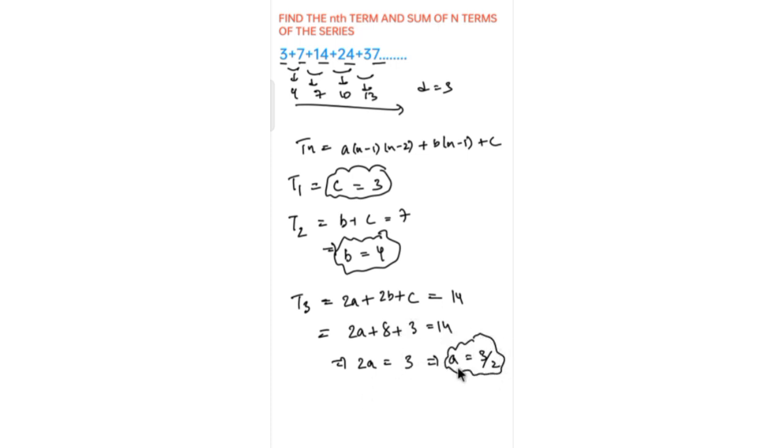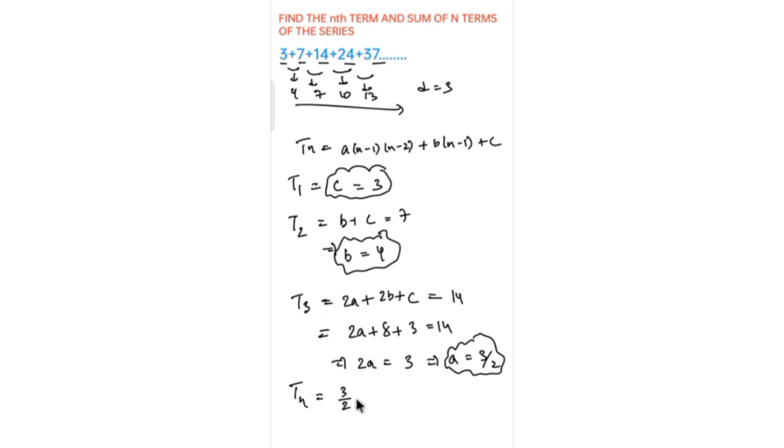So you got A value to be 3 by 2 and B value to be, I think, T1. Alright, so T1 is 3. Okay, T1 gets cancelled, so C is equal to 3, and B is equal to 4, and A is equal to 3 by 2. Yeah, fine. So we get Tn to be, and I was just checking it.